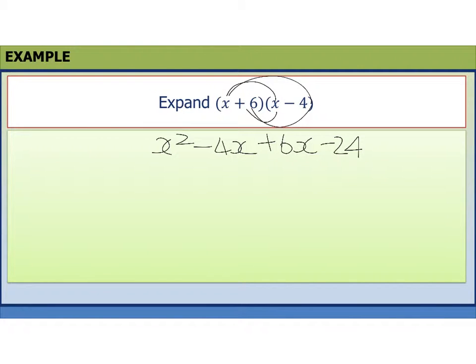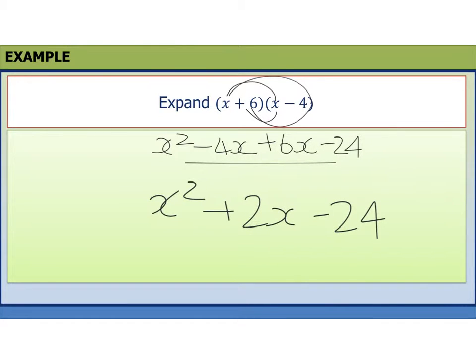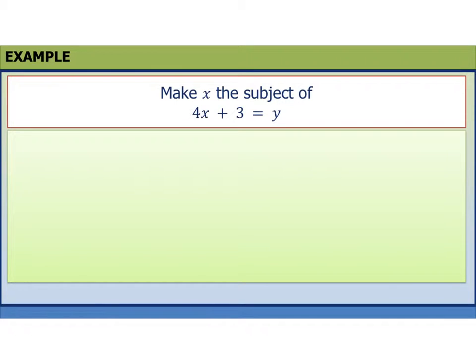And then again, like before, we simplify the x terms together. So I've got x squared. I had minus 4x, I'm adding 6x onto it, so that gets me to plus 2x, and then minus 24 at the end. Okay, so these are the questions that I really wanted to go through in this video, the changing the subject of the formula question.